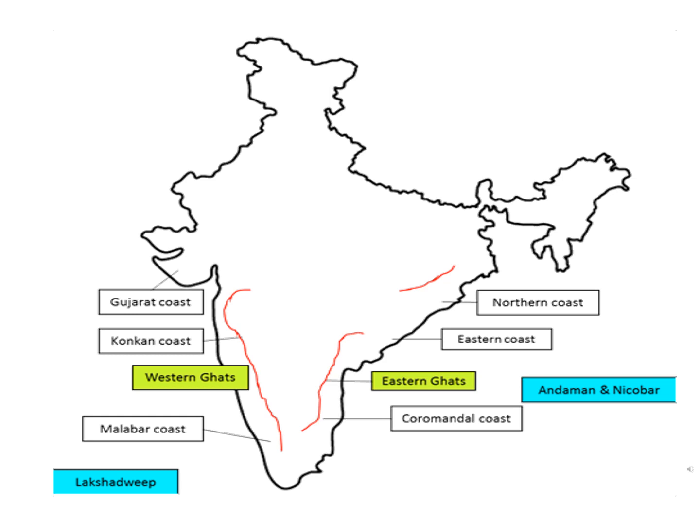The western coastal plain lies between the Arabian Sea and the Western Ghats. They are not as broad as the eastern coastal plain, and they are divided into three parts: the Gujarat coast, the Konkan coast and the Malabar coast in the south.